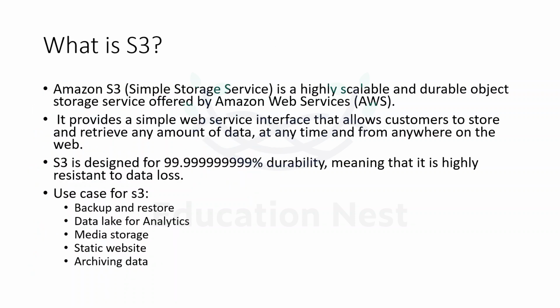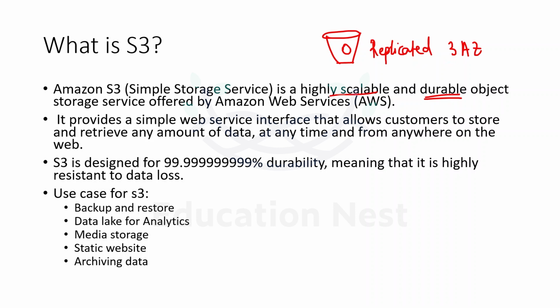So let's get started with the first concept, what S3 basically is. S3 is Simple Storage Service, and as we already discussed, this is an object storage service provided to us by AWS. It is highly scalable and durable. By default, when you are storing your data inside S3, it is replicated into three different availability zones. That's why your data is durable. Even if one AZ goes down, your data can be fetched from another AZ.